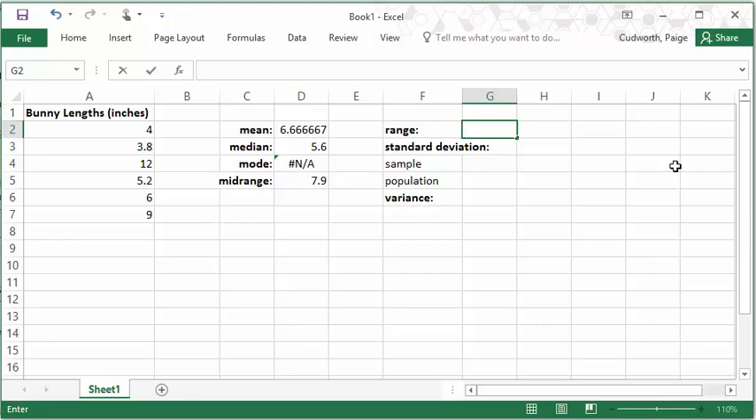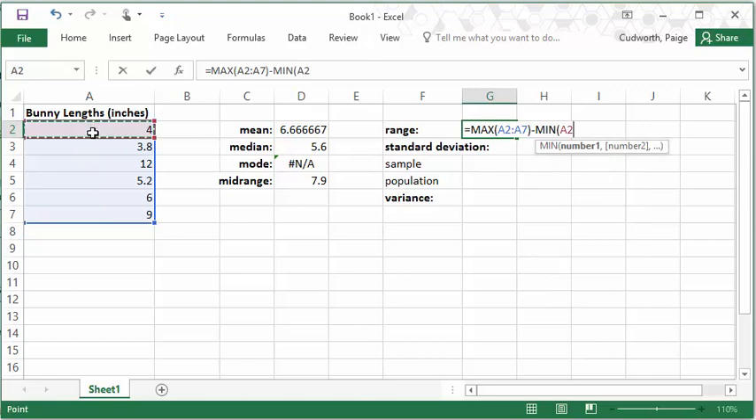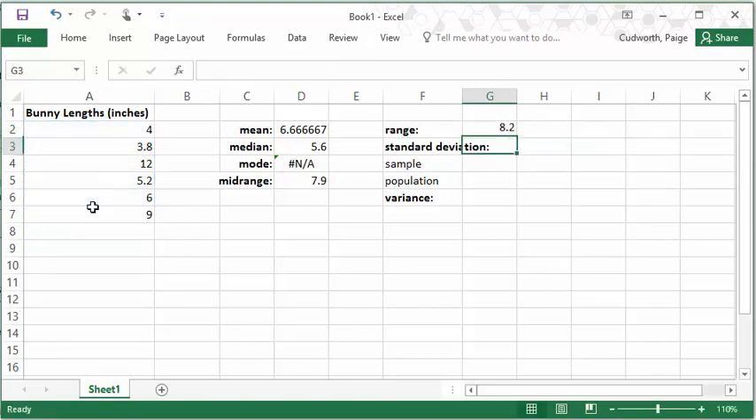So as a formula, that would look like equals MAX, M-A-X, and then I do a parentheses and highlight my data. So I'm saying take the max of all this data minus, and then the MIN, M-I-N, highlight the data again, close the parentheses, and press enter. So my range in this case is 8.2.